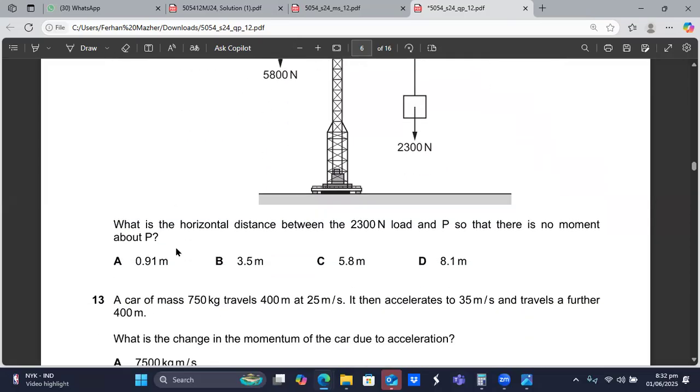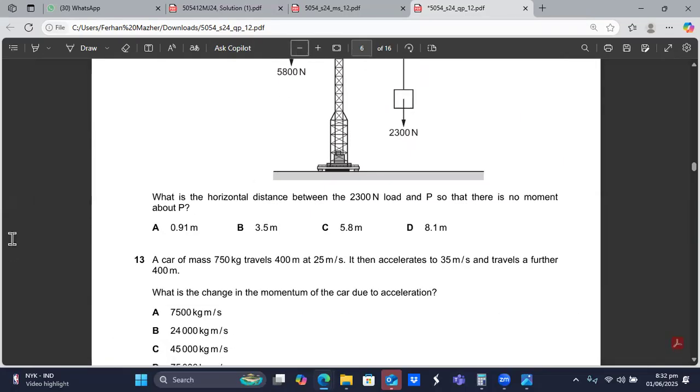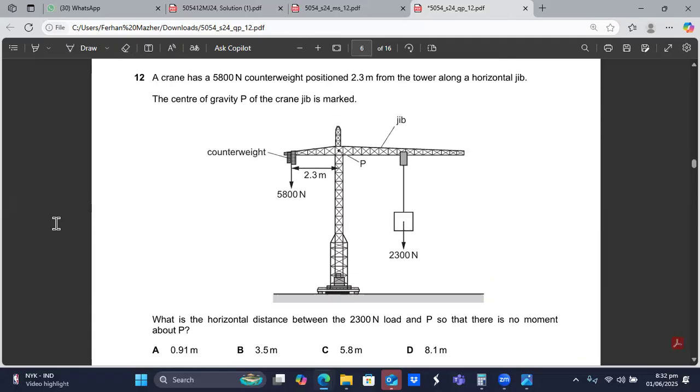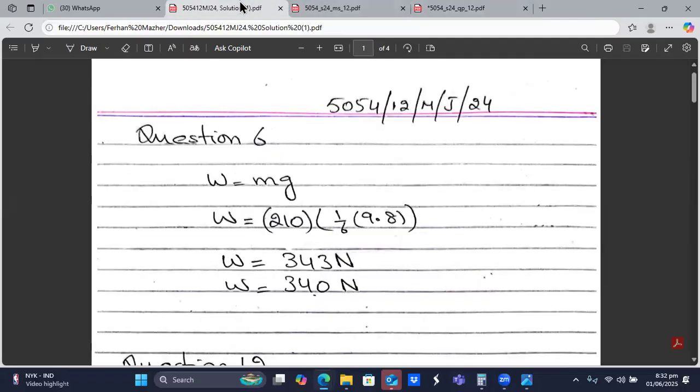Their question is, what is the horizontal distance between the 2,300 Newton load and P so that there is no moment about the P? I mean the clockwise moment and the anti-clockwise moment are basically balanced here. So basically what will happen? This is trying to produce an anti-clockwise moment about this pivot. This is trying to produce a clockwise moment about this pivot. We want to know the perpendicular distance between the pivot and the line of action of the 2,300 Newton. So it's a very simple question. That anti-clockwise moment is equal to the clockwise moment, and we will be able to solve this very easily.